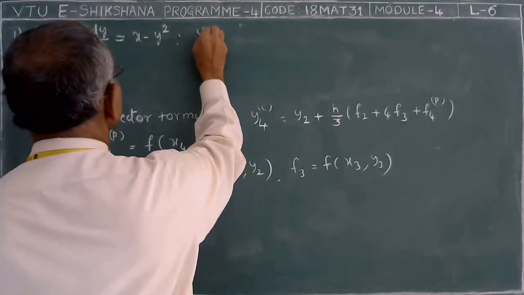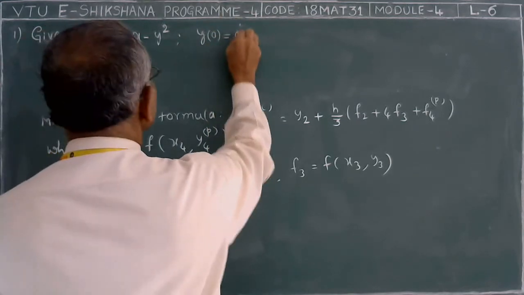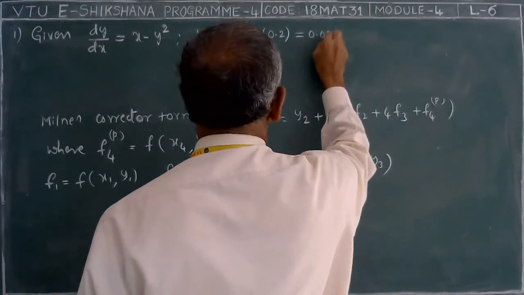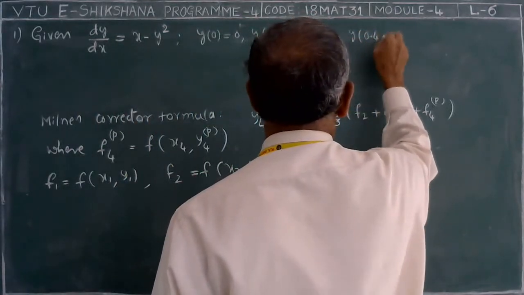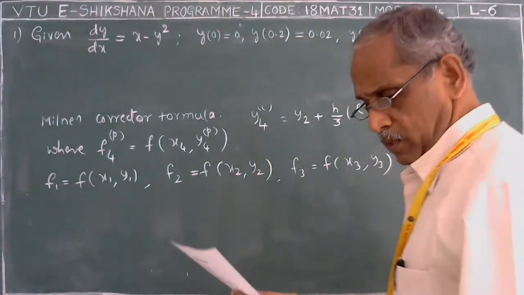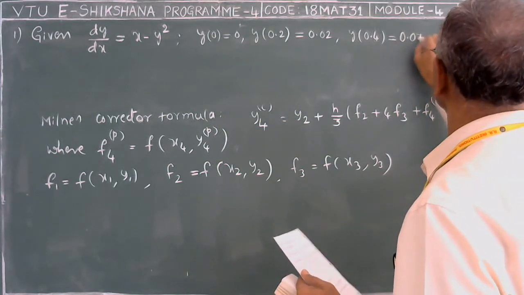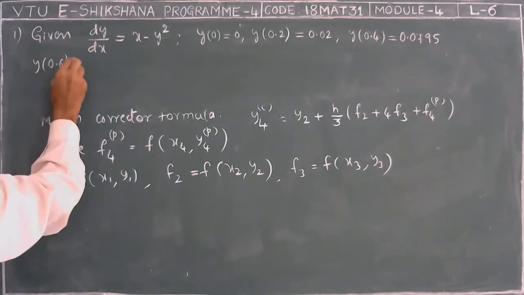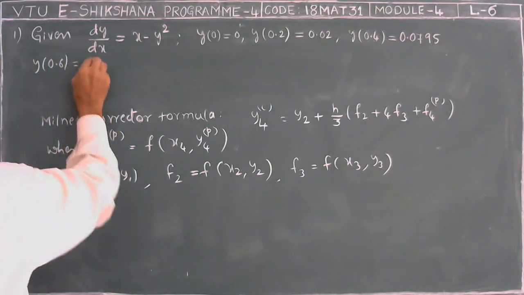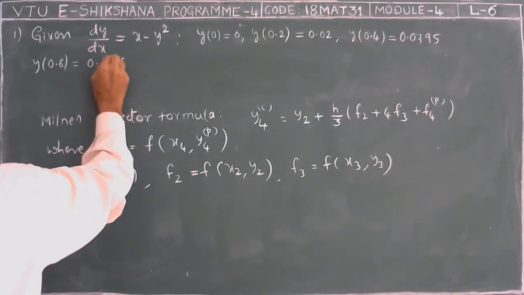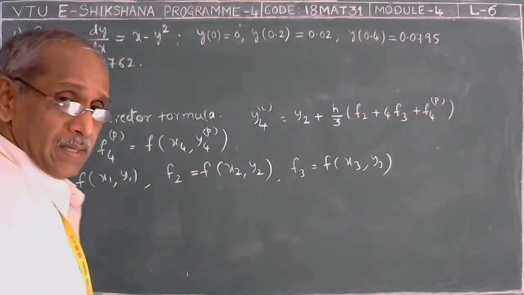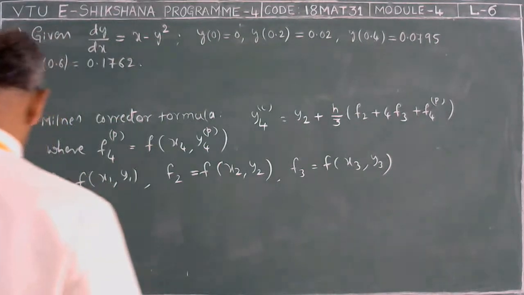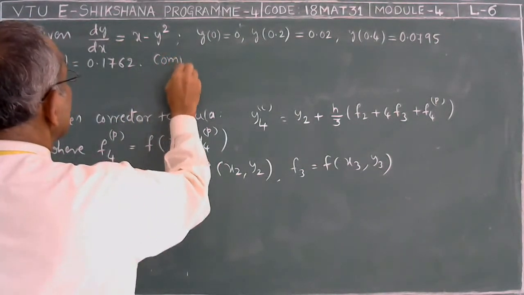the sequence of values: y at x is equal to 0 is 0, y at x is equal to 0.2 is 0.02, y at x is equal to 0.4 is 0.0795, y at 0.6 is equal to 0.1762. So these are the sequence of values, and we are required to find the value at the next value of x, 0.8.